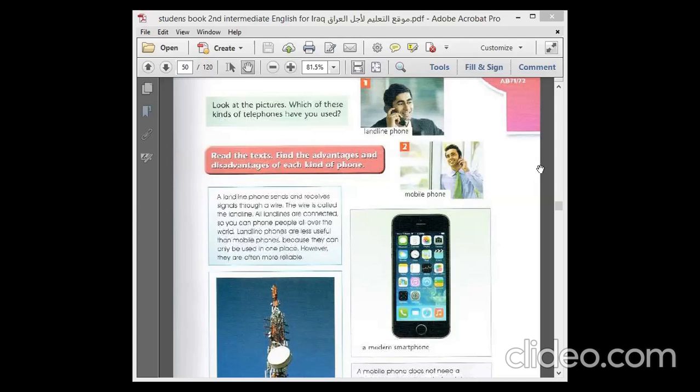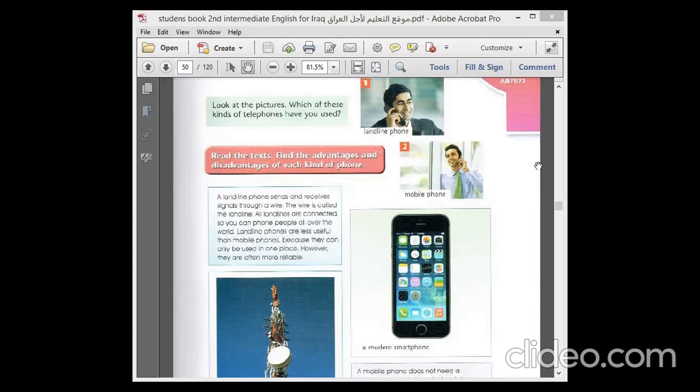A mobile phone does not need a landline because it sends signals to a special mast using radio waves. The mast sends the radio waves to another phone. There are mobile phone masts in most places, so mobile phones can be used almost anywhere. Many mobile phones can also be used to take photographs, play music, and access the internet. These are called smartphones.